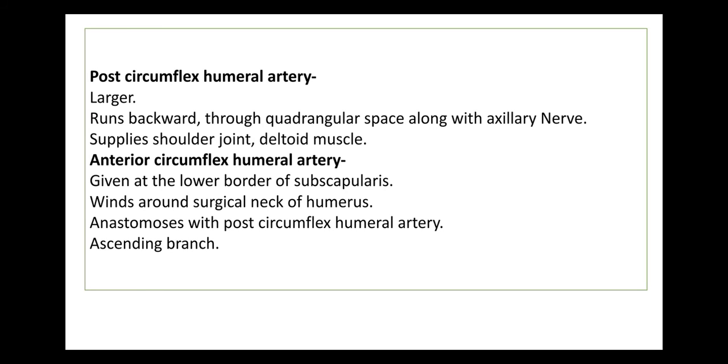Posterior circumflex humeral artery, larger, runs backward through the quadrangular space along with the axillary nerve, and supplies the shoulder joint and deltoid muscles. Anterior circumflex humeral artery arises at the lower border of subscapularis, winds around the surgical neck of humerus, and anastomoses with the posterior circumflex humeral artery, ascending branch.